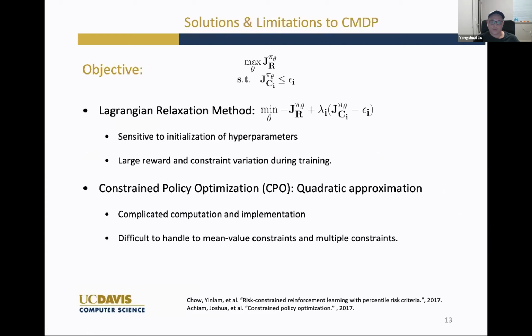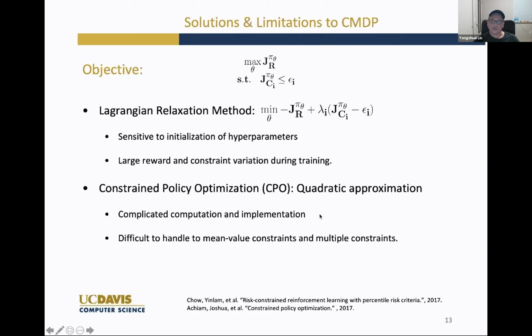In the literature, there are two types of algorithms that can solve the cumulative constraint. One is called the Lagrangian relaxation method, where we want to maximize the reward, and lambda is the Lagrangian multiplier, so we put the constraint into the optimization framework. Then we can optimize it as an unconstrained optimization. The problem with this approach is that it is very sensitive to the initialization of the hyperparameter lambda, which changes over the learning process. We also often see large reward and constraint variation during training.